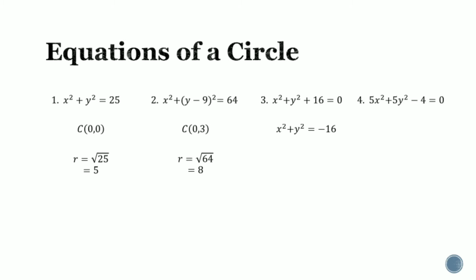The last one is 5x^2 + 5y^2 - 4 = 0. So the negative 4 there, when you move it to the other side, will become positive. That will give us a radius of 2. And both a and b are equal. So this equation is a circle.